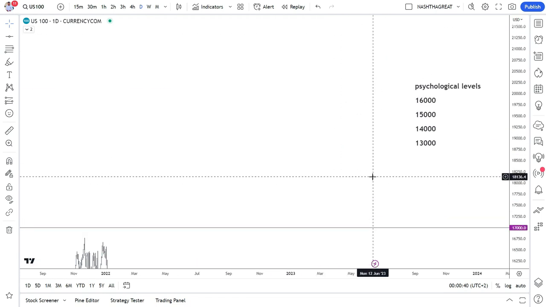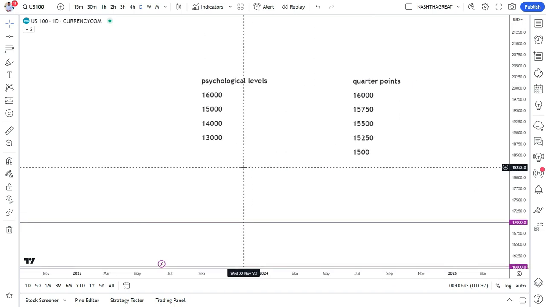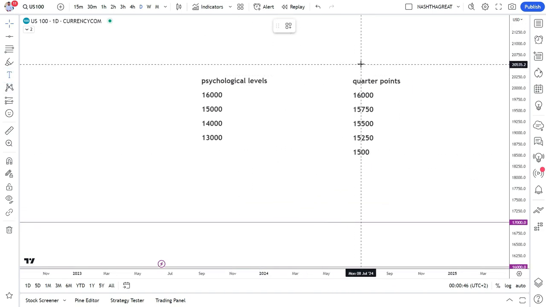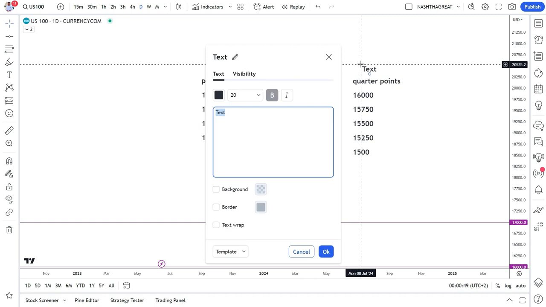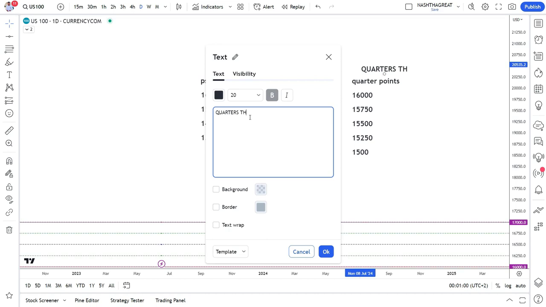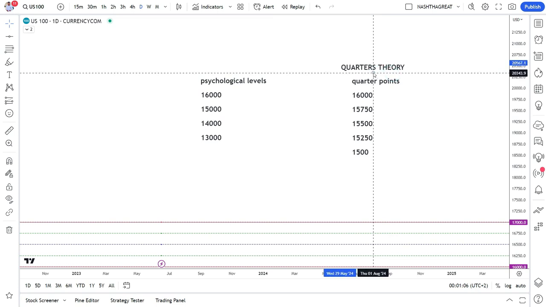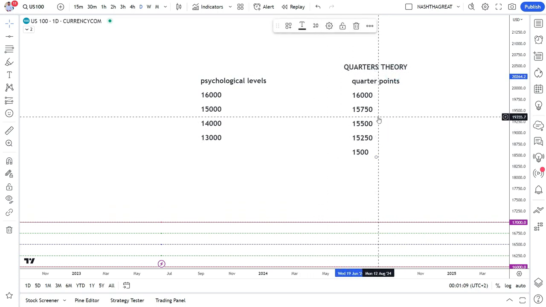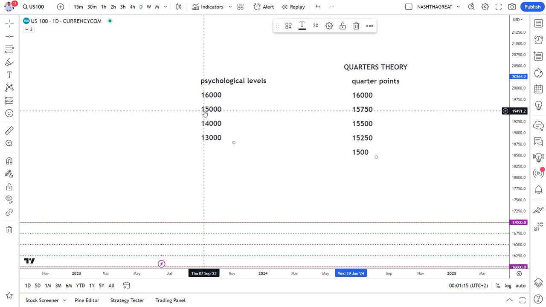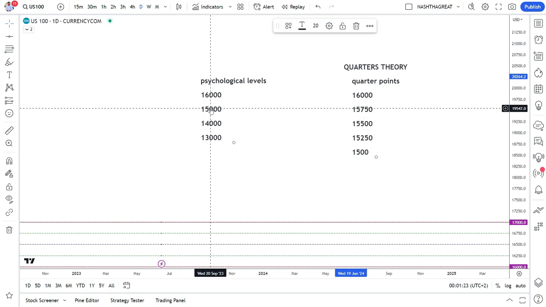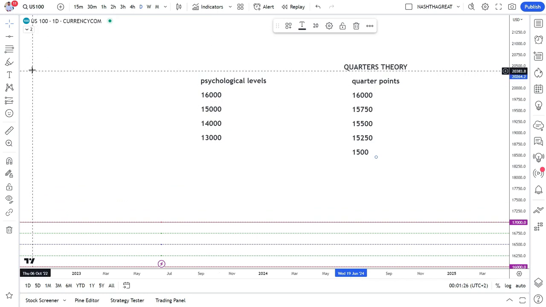Second, from the round numbers or psychological levels, we have what we call the quarter points. Quarter points or quarter levels. Let's call them levels because these are zones, not simply lines. Quarter points came from the quarters theory. I believe most traders have used this very powerful strategy, which you should also add to your trading style. The quarters theory gives rise to quarter points. What happens with the quarters theory is we take the range between 15,000 and 16,000, a 1,000 pip range, and then we divide it into 4 parts.